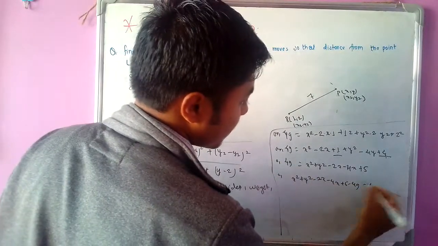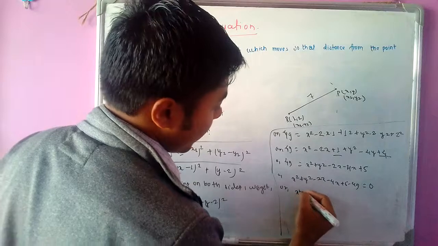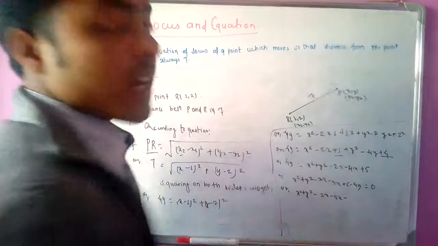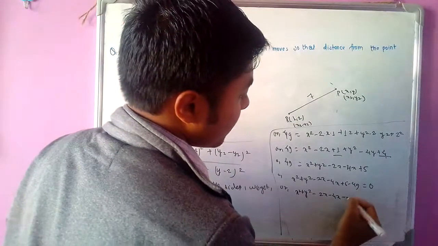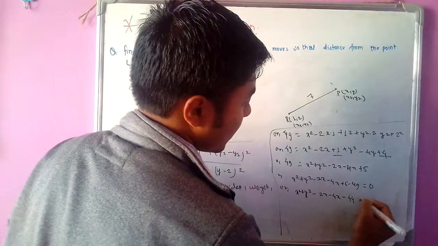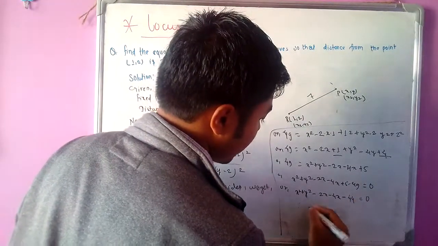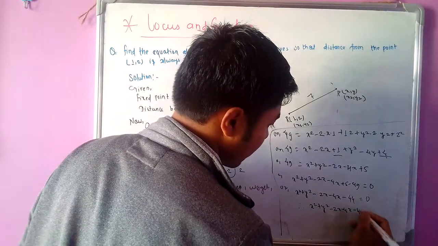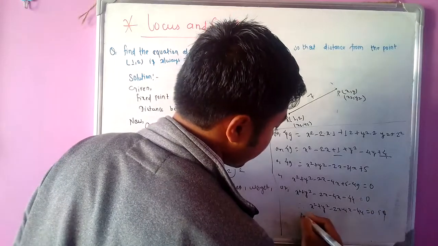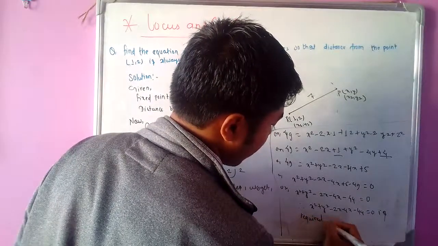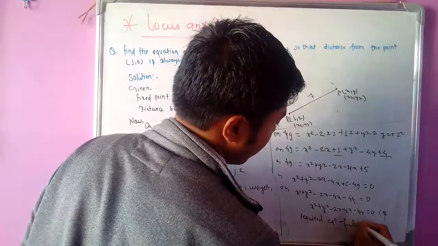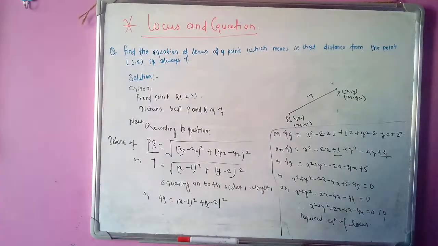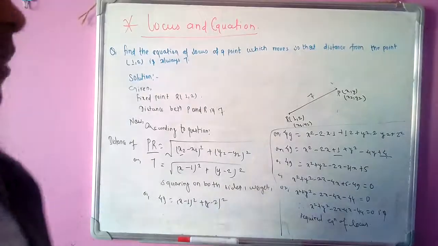We bring this to one side and it equals 0. Here x square plus y square minus 2x minus 4y, and 5 minus 49 is minus 44. Therefore x square plus y square minus 2x minus 4y minus 44 equals 0 is the required equation of locus. This is the solution.